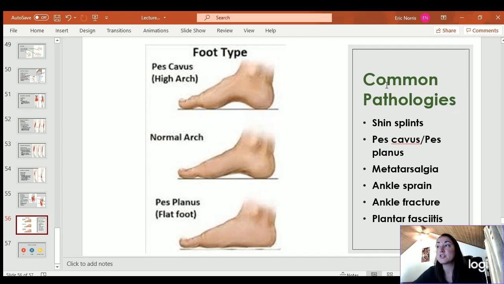Common pathologies. We have covered all these in Rehab 1 except for pes cavus, pes planus. So that's what this picture is. Pes cavus is a high arch. A normal arch is shown here. Pes planus is a flat foot or a low arch. And then the rest we have covered in Rehab 1. So please go back and review those lectures if you want to refresh your memory.